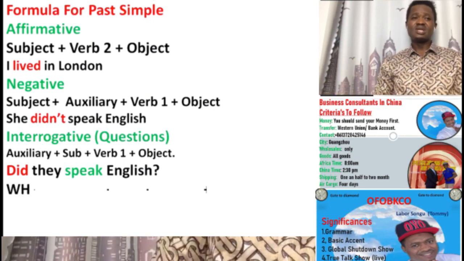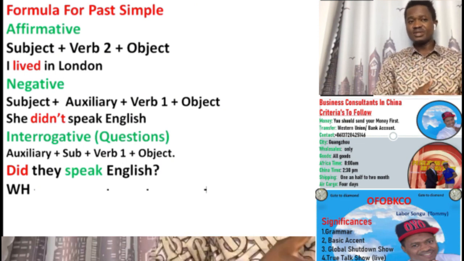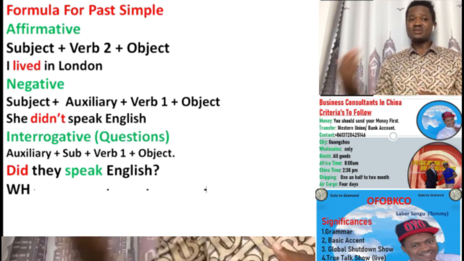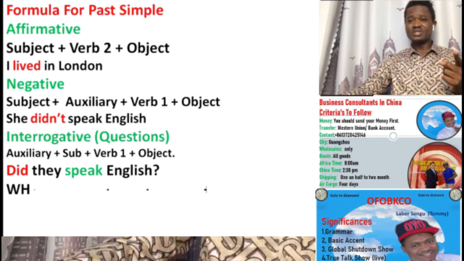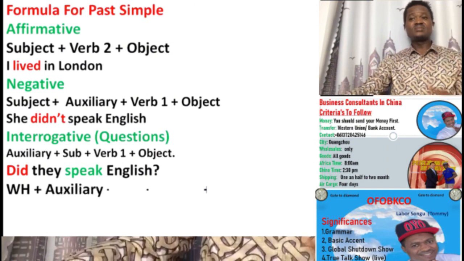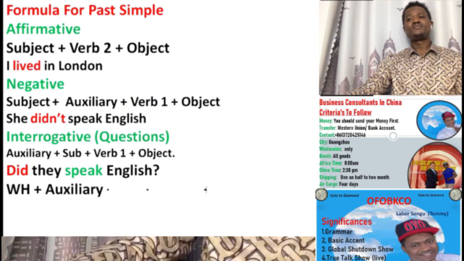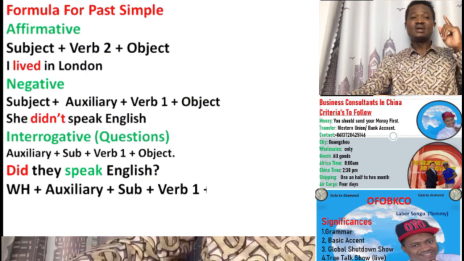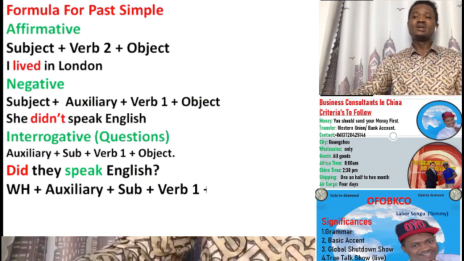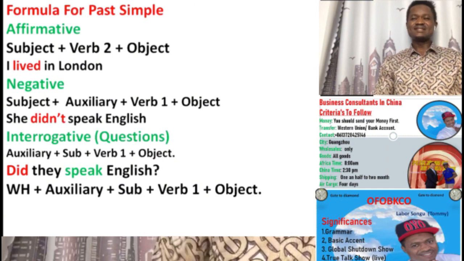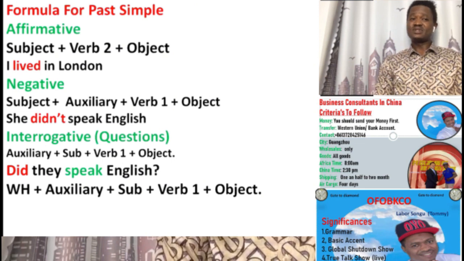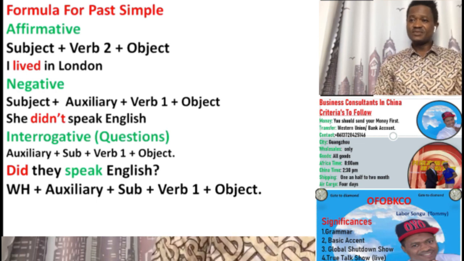When we talk about the WH question, it comes before the what? The auxiliary verb. From the auxiliary verb, then you have to go to the subject. So that's the difference about the WH question. So WH plus the auxiliary verb plus the subject plus the V1 verb. So the verb should be in the base form, and plus what? Object. So this is the simple formula for the interrogative form for the WH question.